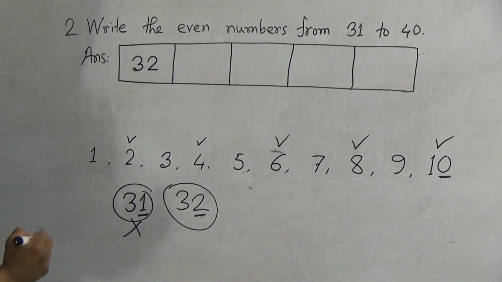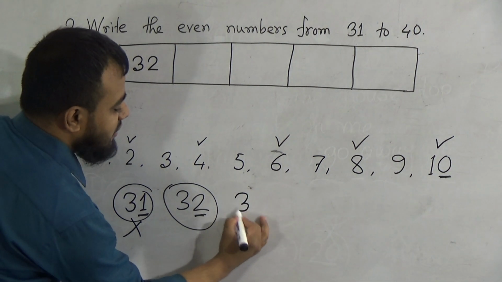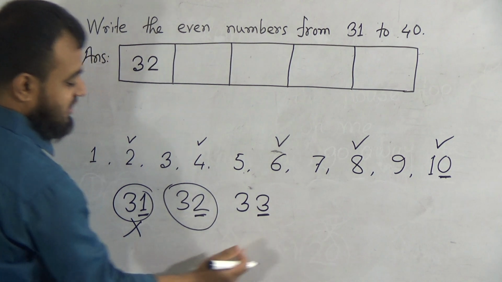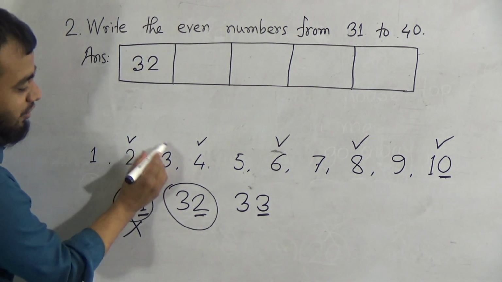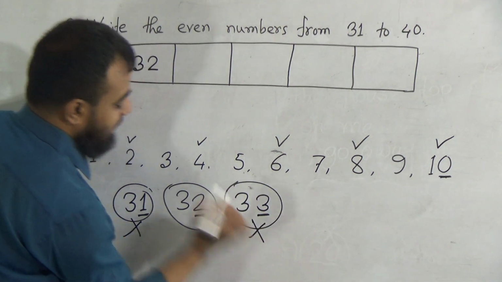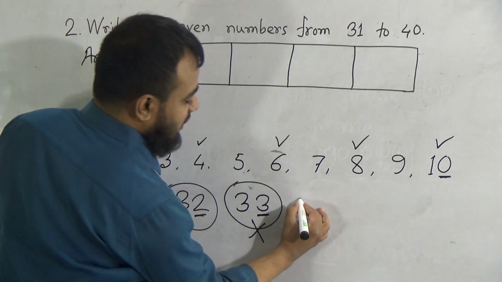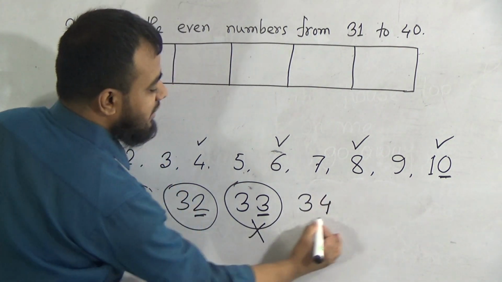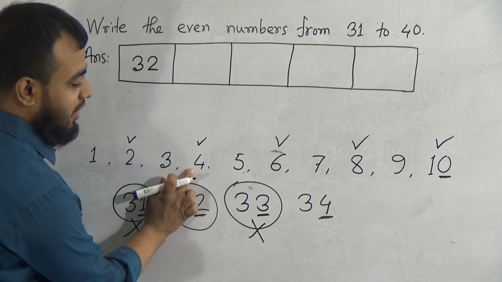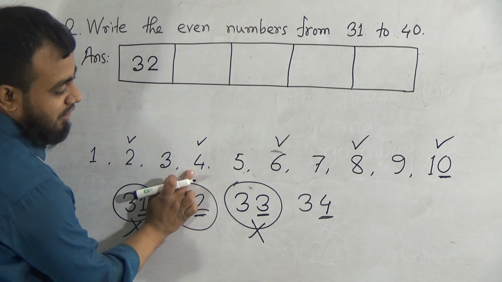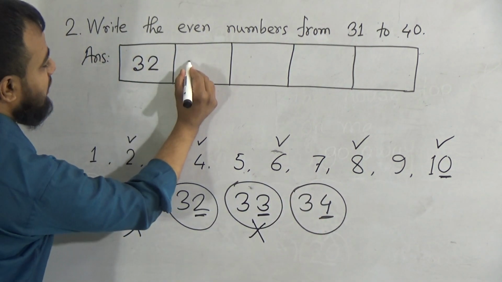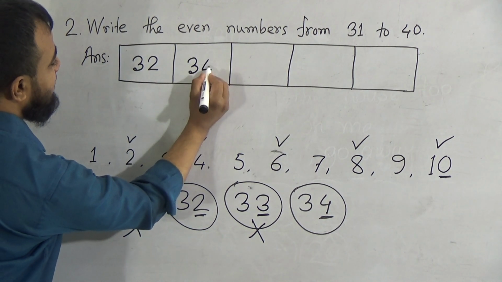Okay. Now after 32 the number comes which is 33 and 33 has 3 in the right side. That means 3 in the ones place and 3 can't make the pair. That is why 3 is not an even number. So 33 is also not an even number. Okay. Our next number after 33 is 34 and 34 has 4 in the ones place. That means 4 in the right side and my dear students, 4 can make the pair, we know already, and 4 is an even number. That is why 34 is also an even number. That means our next even number is 34. So write down 34 in the next blank.